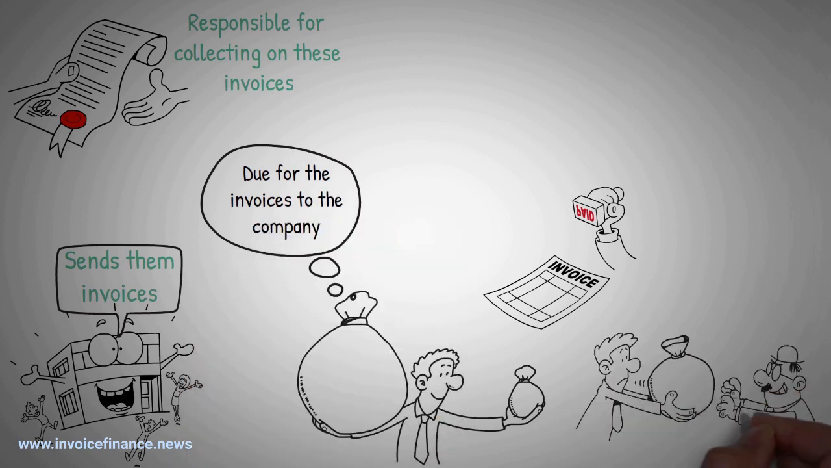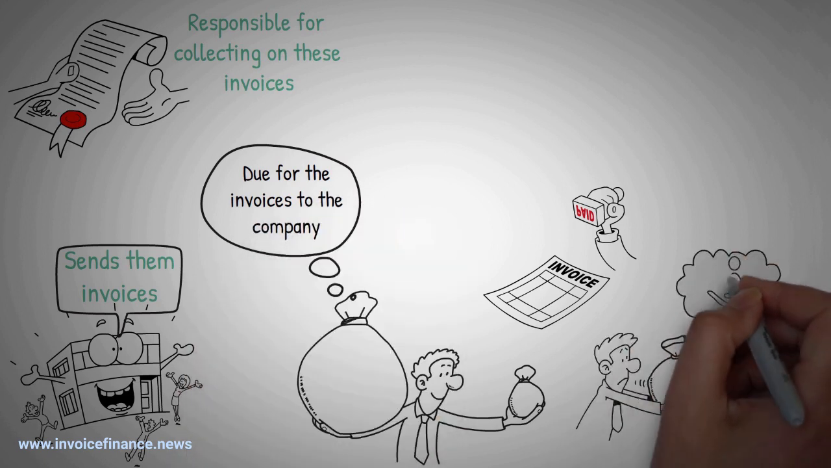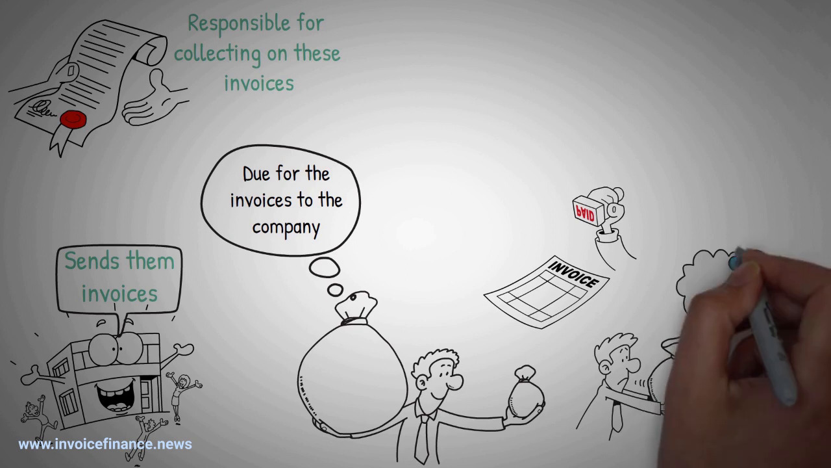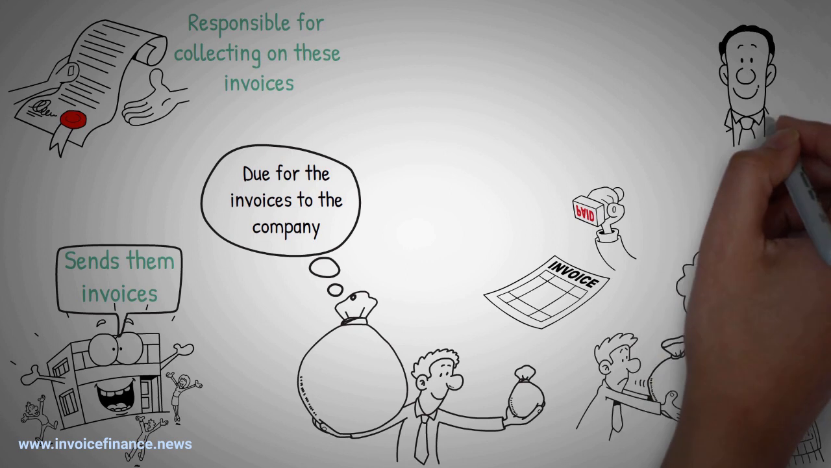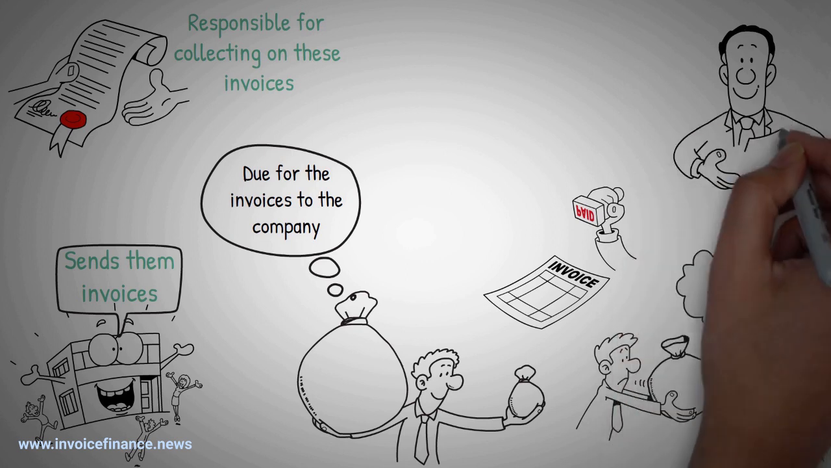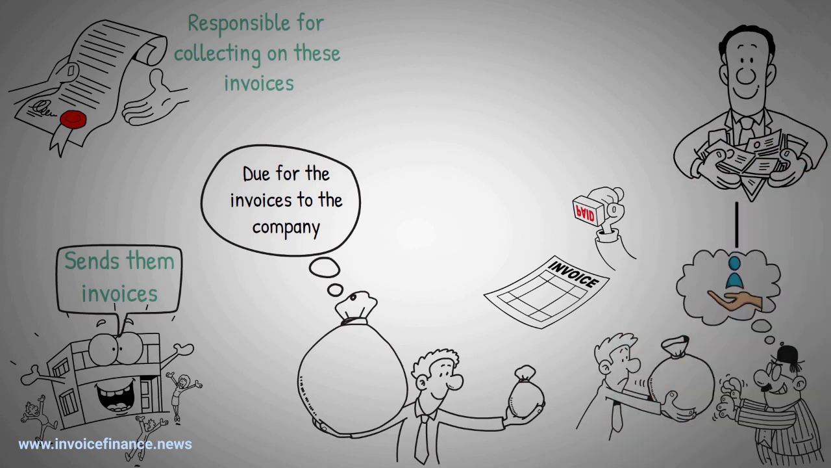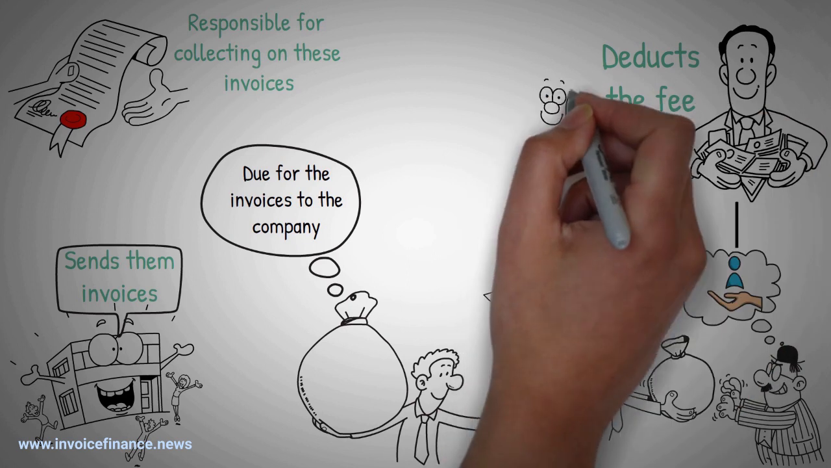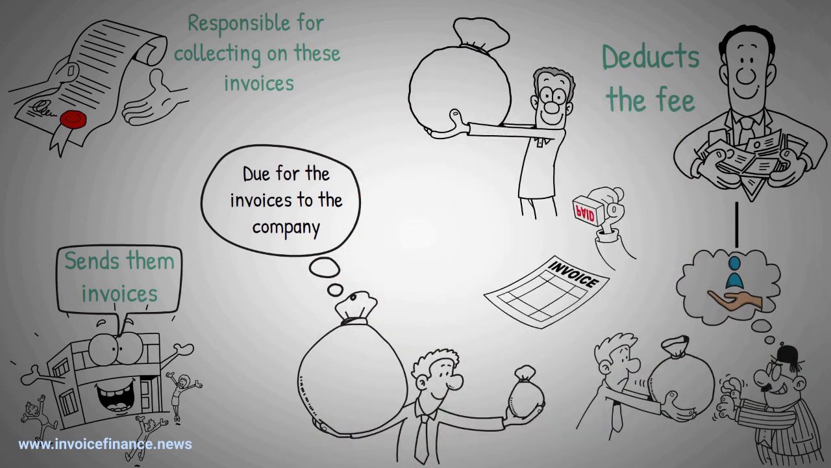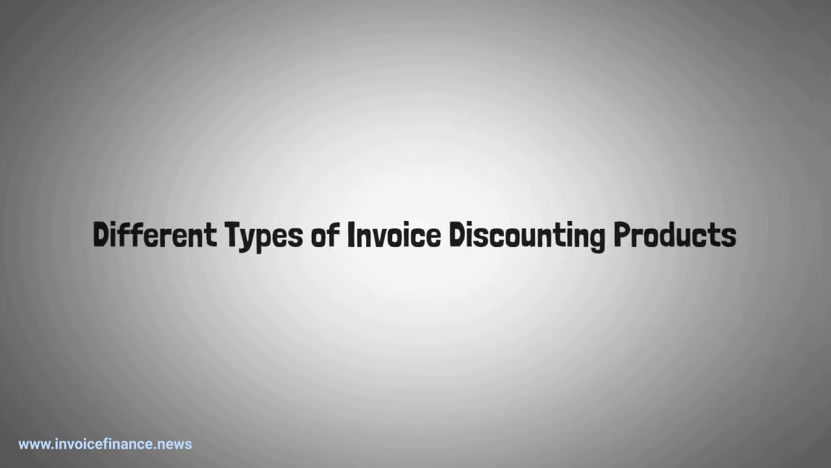The company collects its money from its customers and places the cash in a joint trust account. This account is set up by the company and the invoice financier. Crucially, it is only the invoice financier that can make withdrawals from the account. The invoice financier withdraws the money from the joint trust account, deducts the fee, and sends the balance to the company.